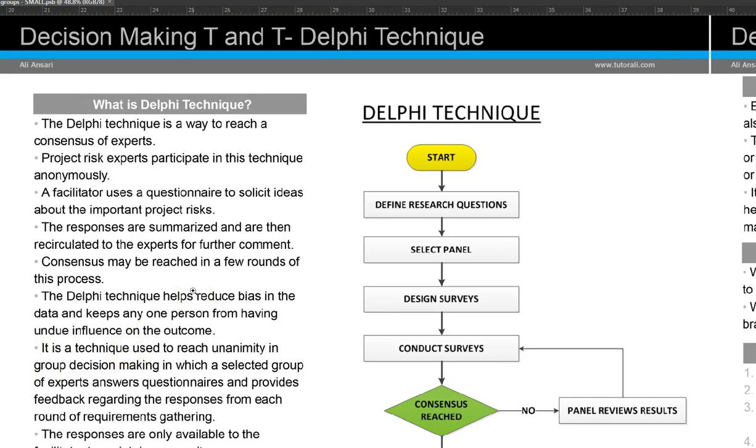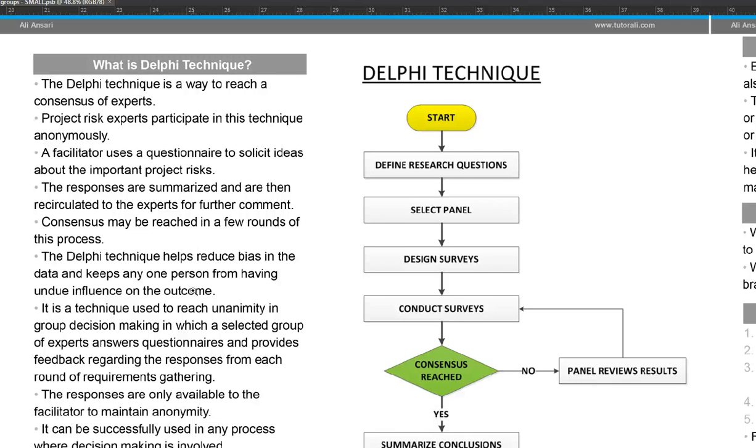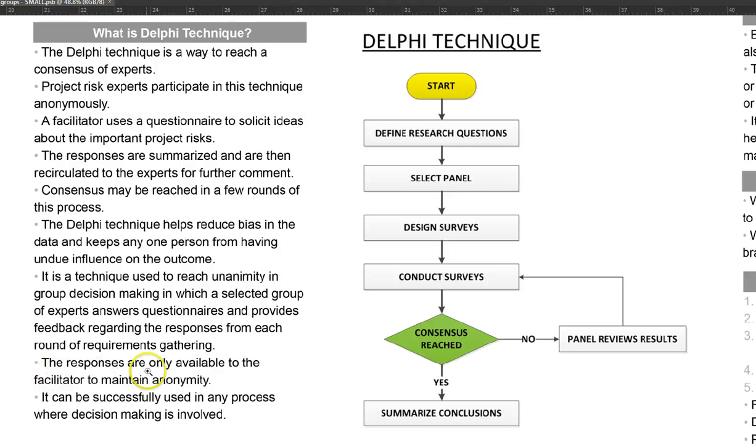It is a technique used to reach unanimity in group decision making, in which a selected group of experts answers questions and provides feedback regarding the responses from each round of requirements gathering. The responses are only available to the facilitator to maintain anonymity. So only the facilitator over here knows the responses. This process can be successfully used in any process where decision making is involved. So let's take a look at the diagram.